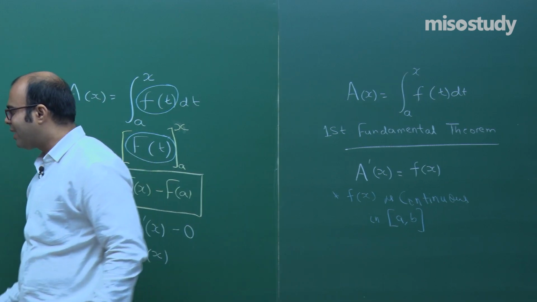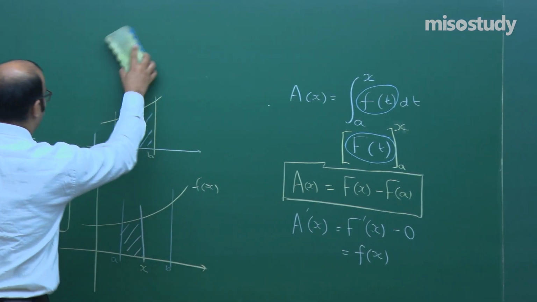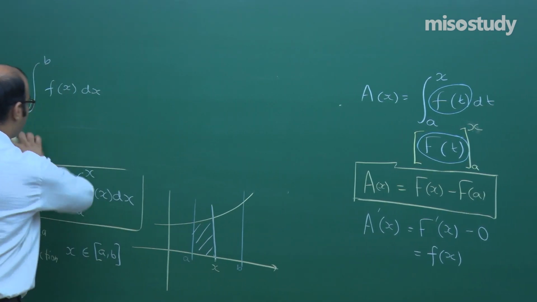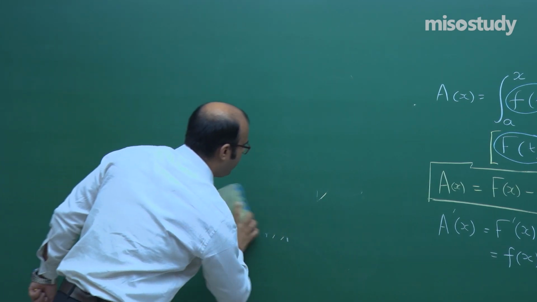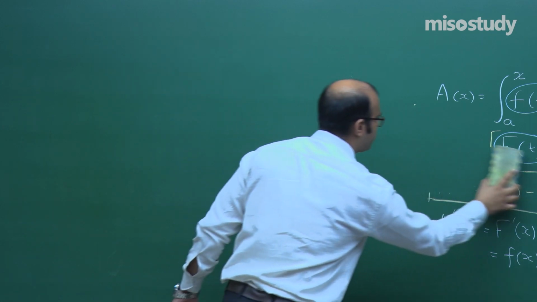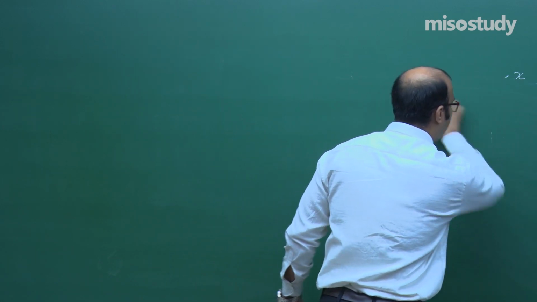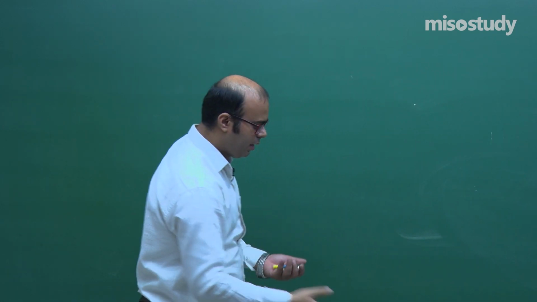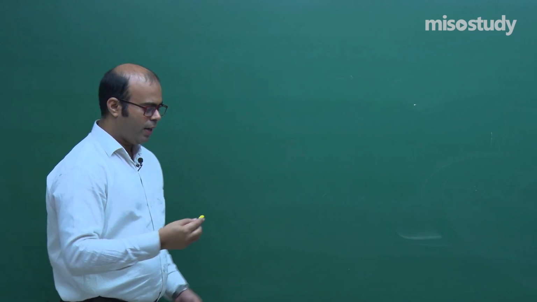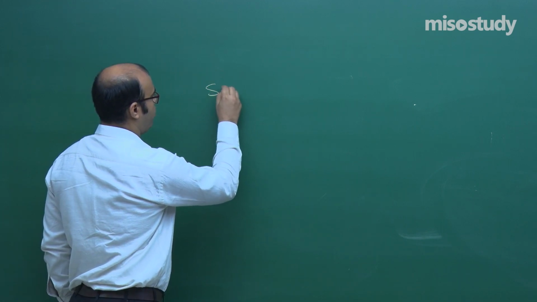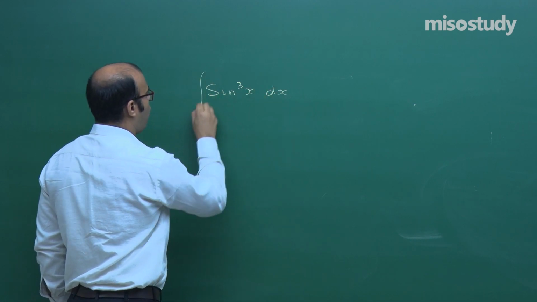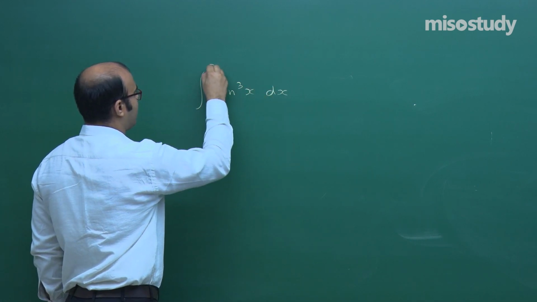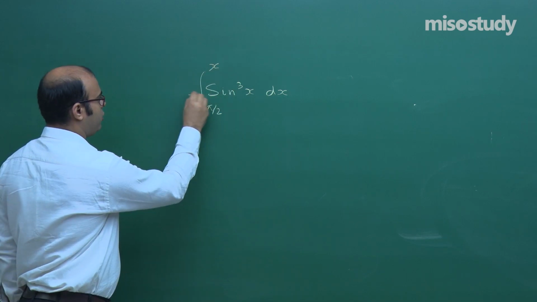Now let us see an example, a very simple example, which actually explains the application of the first fundamental theorem of calculus. So let us suppose that the integrand here is sine cube x, and we have to integrate it from pi by 2 to x. So this is an area function in terms of x.